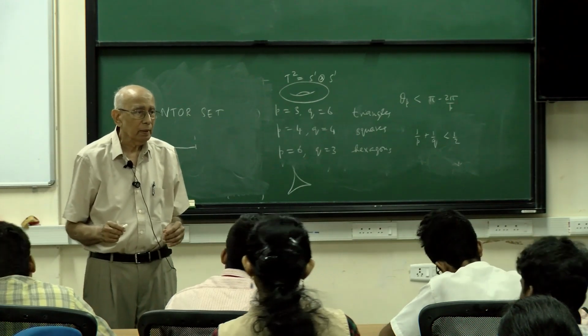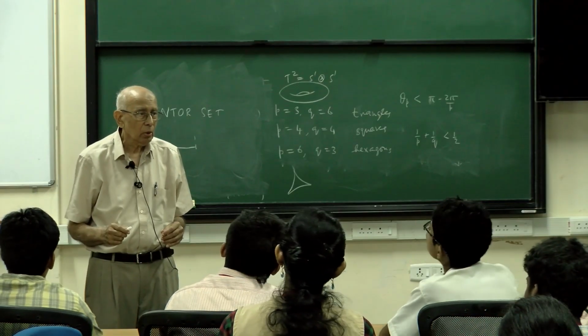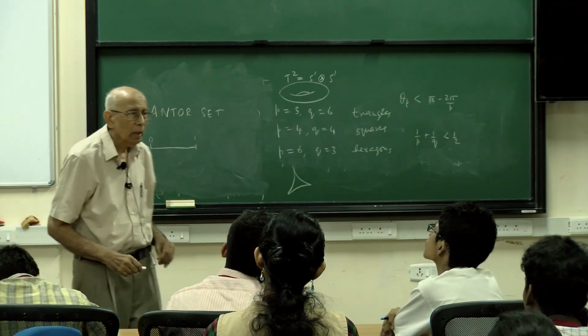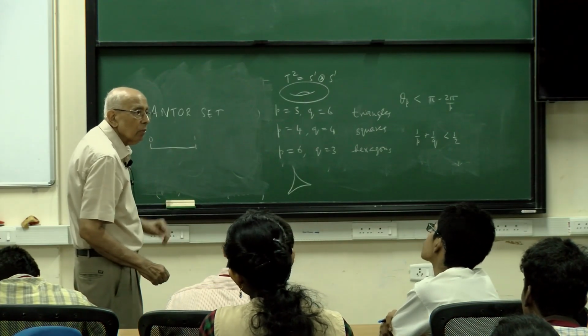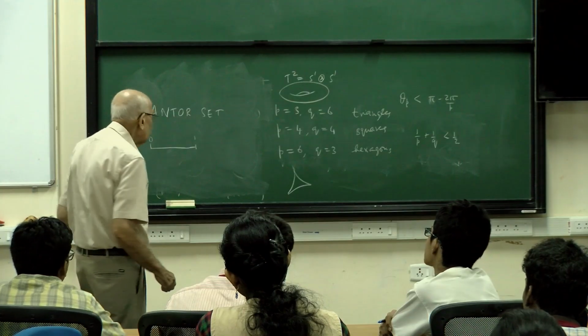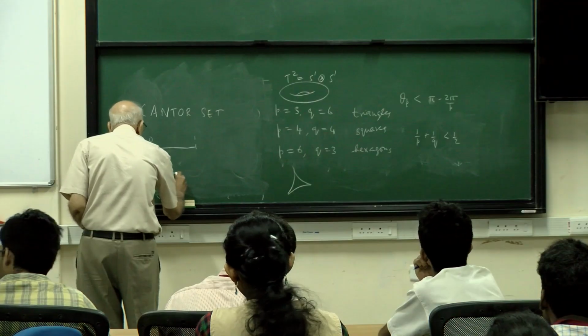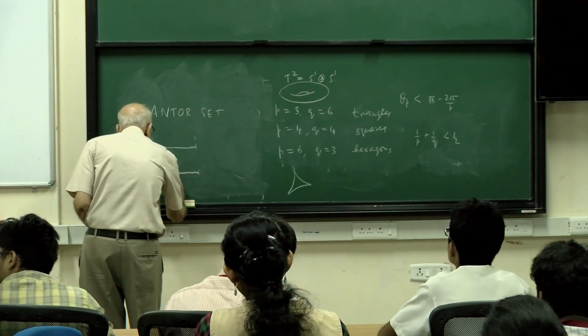This is a compact set, it's bounded. It's also a closed set because the boundary points are included in the set. Right? And now I do the following construction. I remove the middle 1/3 open interval. So I remove this point.